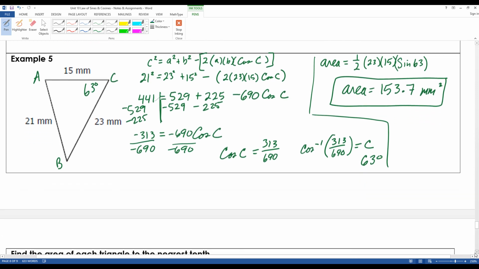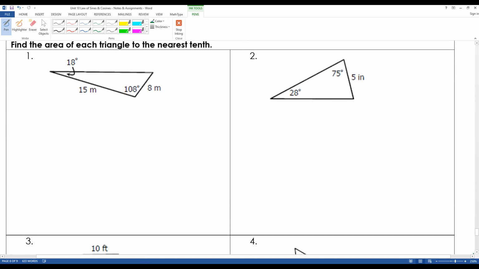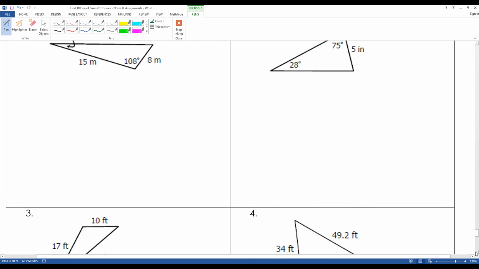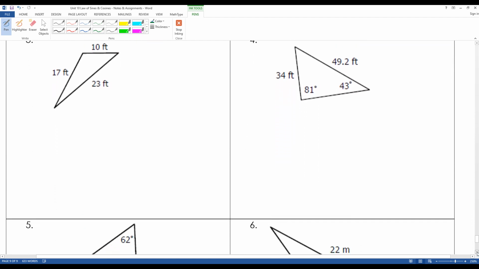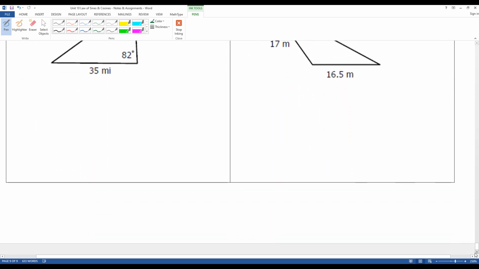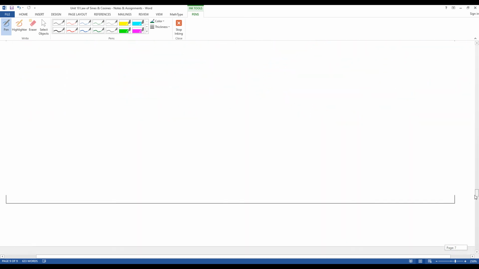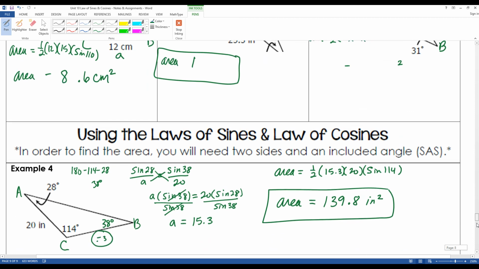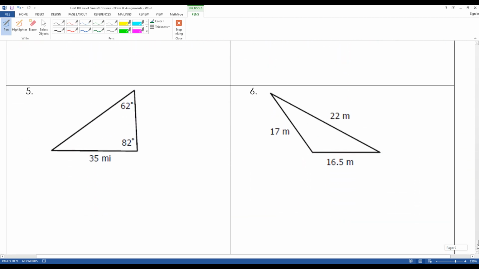All right, so you're doing the same on these questions here. Find the area, so take the area formula, and label the angle that you have C, it'll make it easier in your formula. A and B, doesn't matter. You may have to find another angle to complete it, or use law of sines and cosines to find the remaining. There's only 6 questions on that assignment, so all right, have a good time.